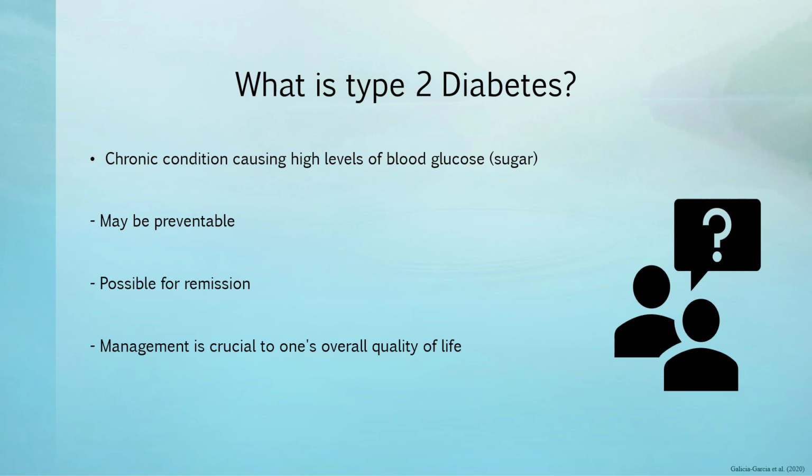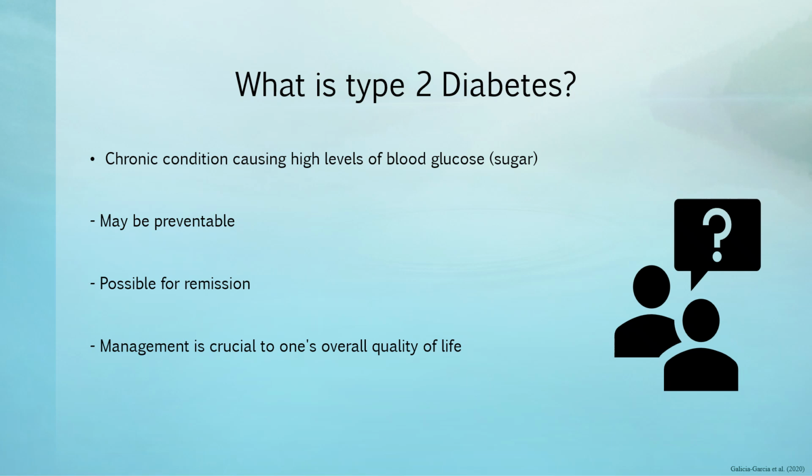So the first thing we're going to look at today is what is type 2 diabetes? One simple definition that I came across while doing my research stated that type 2 diabetes is a chronic condition that causes high levels of blood glucose. And glucose is also known as sugar. Type 2 diabetes can be caused by one or both of two reasons.